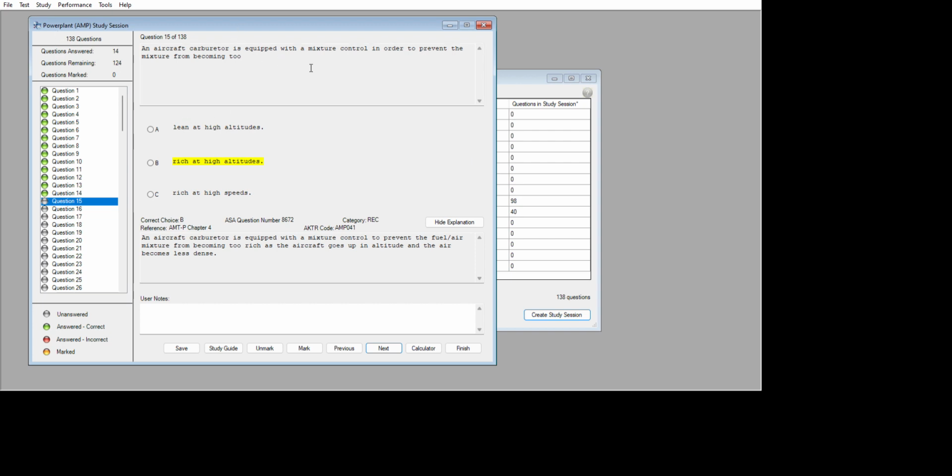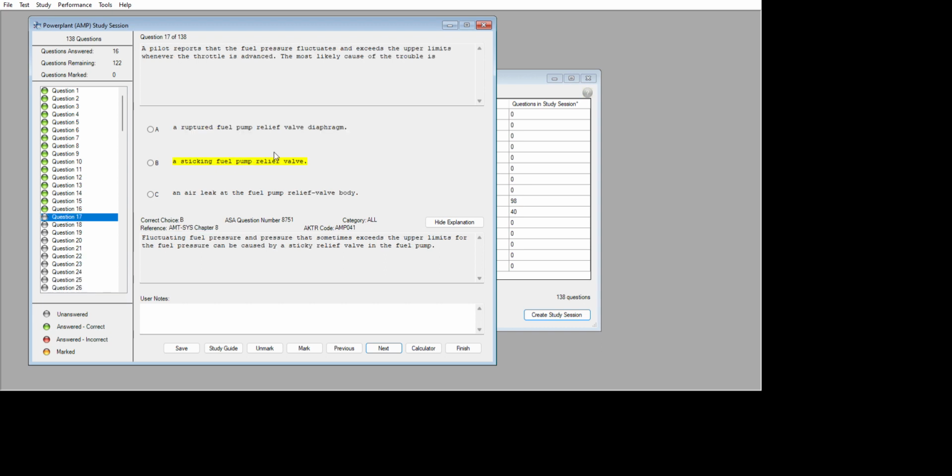An aircraft carburetor is equipped with a mixture control in order to prevent the mixture from becoming too rich at high altitudes. Where is the engine fuel shutoff valve usually located? Aft of the firewall.